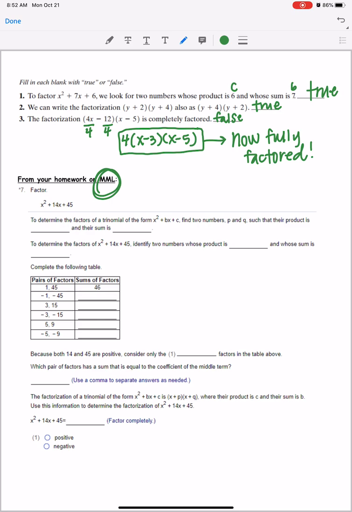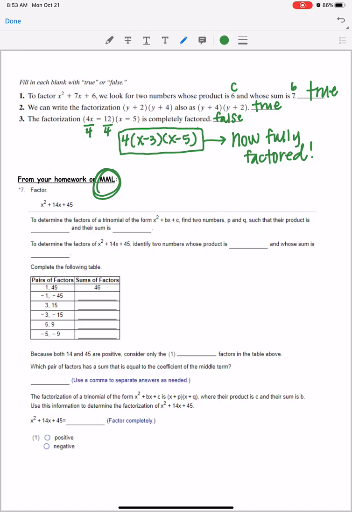Okay. And then on 7, as you guys have kind of realized by now, MyMathLab will take some problems and walk you through the steps to try and help guide you, but it almost makes it more complicated. This is one of those problems. This is number 7 in your homework from MyMathLab. We're told to factor x squared plus 14x plus 45. This is the one that's going to have like 8 different parts.